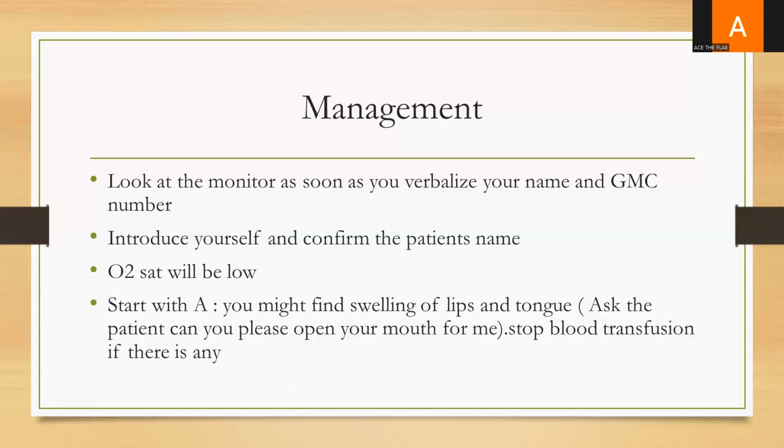So if there is a blood transfusion, your first step will be giving oxygen, then stopping the blood transfusion, and then giving adrenaline, in that order. But before stopping the blood transfusion, give the patient oxygen and ask the patient, "Can I please have a look inside your mouth?" And then you need to verbalize that this is an anaphylaxis reaction and that you're going to stop the blood transfusion. Okay, and then you give adrenaline.